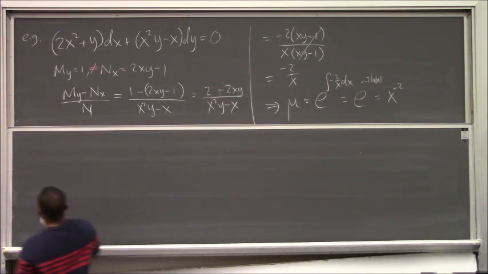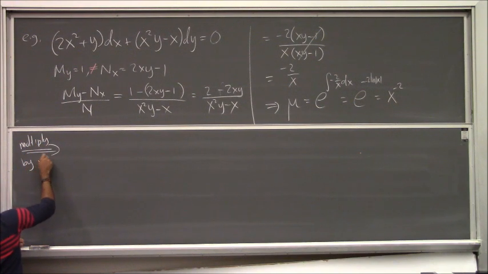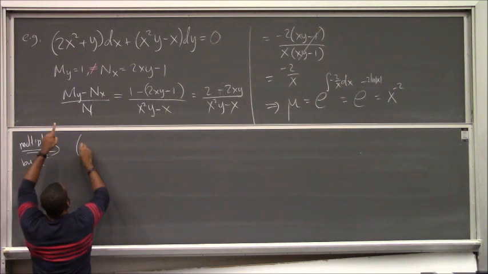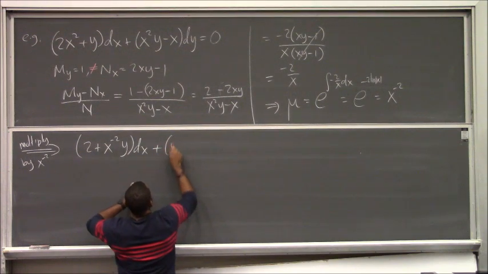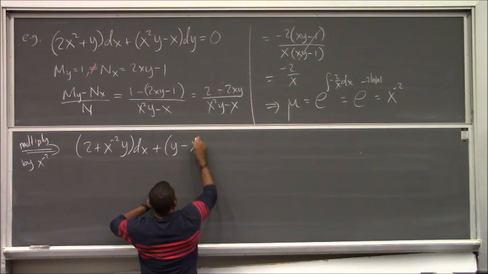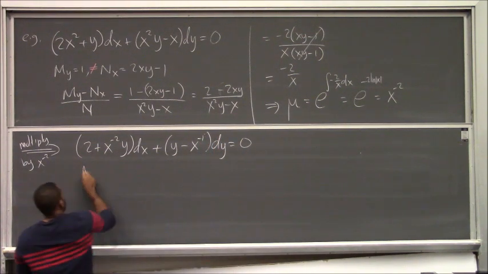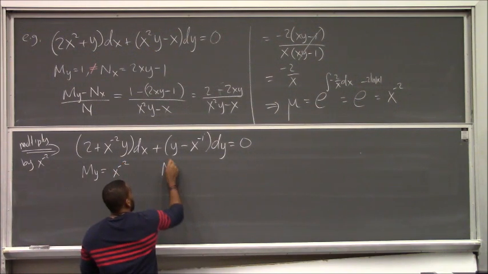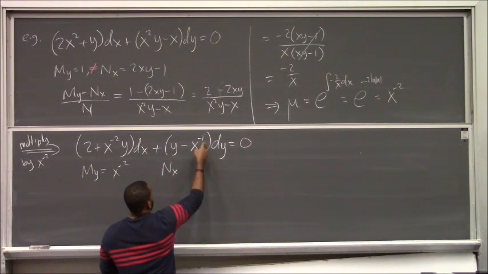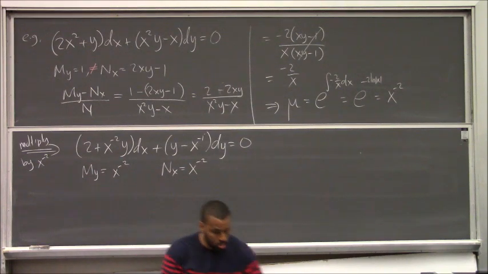So when I multiply through by x to the minus 2, I would get 2 plus x to the minus 2 y, dx, plus y minus x to the minus 1, dy equals 0. Now if I check the partial derivative of this with respect to y, I would get x to the minus 2. And if I check the partial of this with respect to x, the power comes down, becomes positive, and I subtract 1 from the power, I get x to the minus 2. So now these are equal.